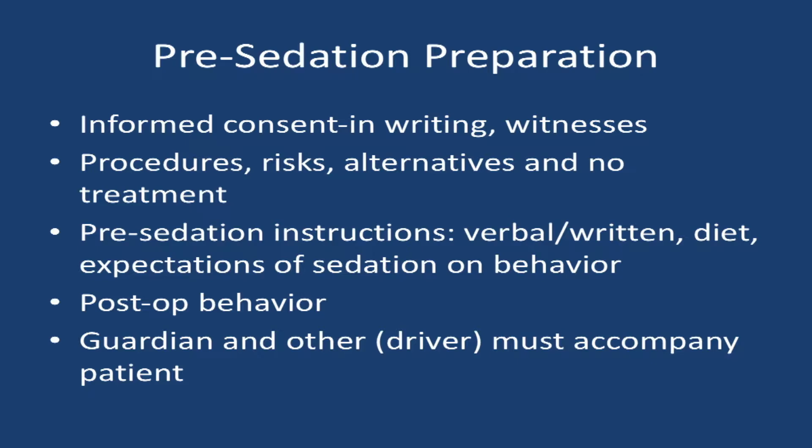Once that is determined, we receive informed consent in writing and verbal, with witnesses signing the consent forms, so that we know that we have a legally authorized individual caring for that child. The consent covers procedures, risks, alternatives, and no treatment. In the consent form, it's important for us to give all explanations of expected complications that may occur with regard to the procedures that are planned.